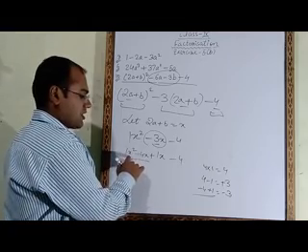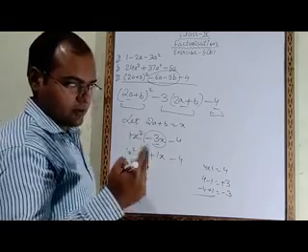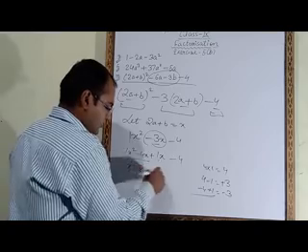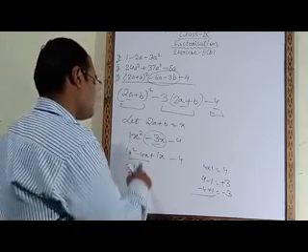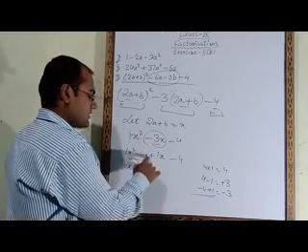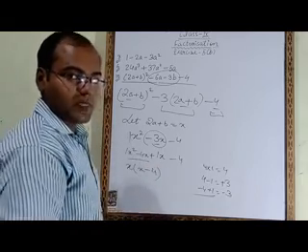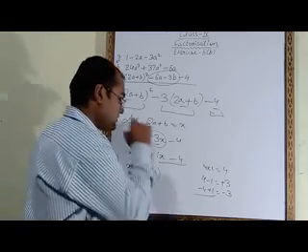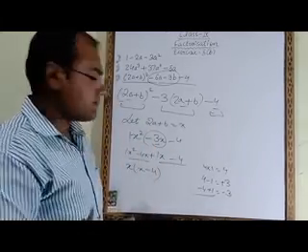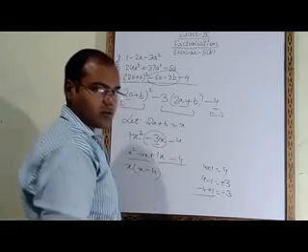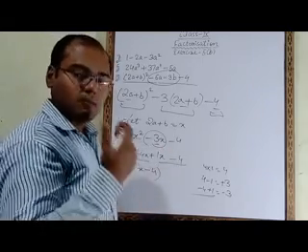After taking x common, how many x are there? Power 2 is there, that means 2x are there. 1 we have taken common, 1x is remaining, minus 4x. Out of this 4x we have taken x common, so what is remaining here? 4. Now come to these two terms. In these two terms nothing is common. Here it is 1x, here it is 4. Alphabet is not common, number is also not common.